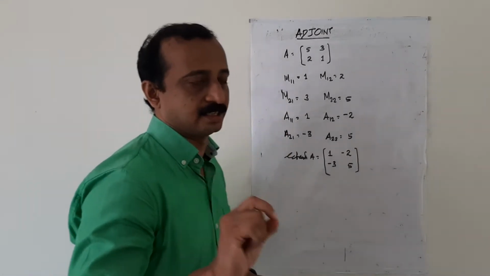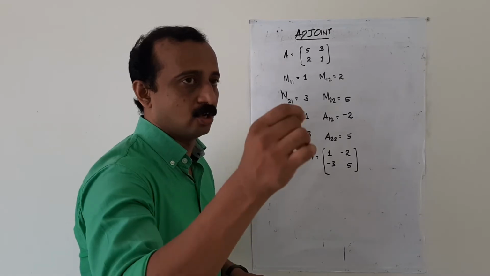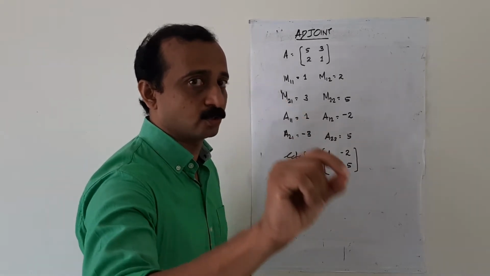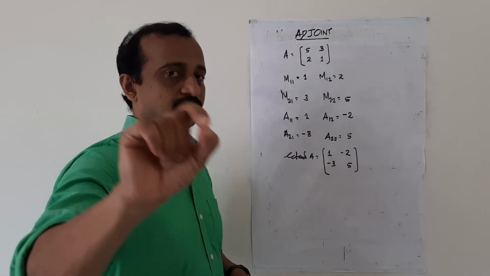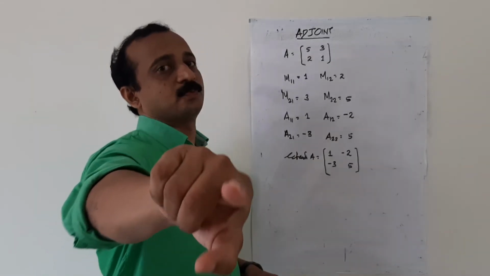Our definition says that adjoint of a matrix is the transpose of a matrix obtained by replacing the elements of the given matrix by their corresponding cofactor.